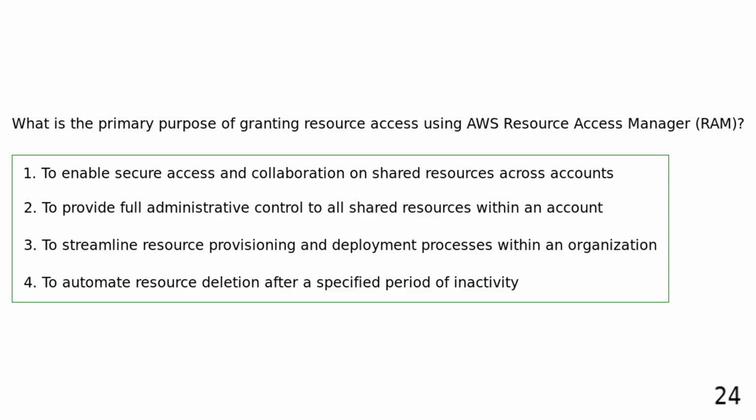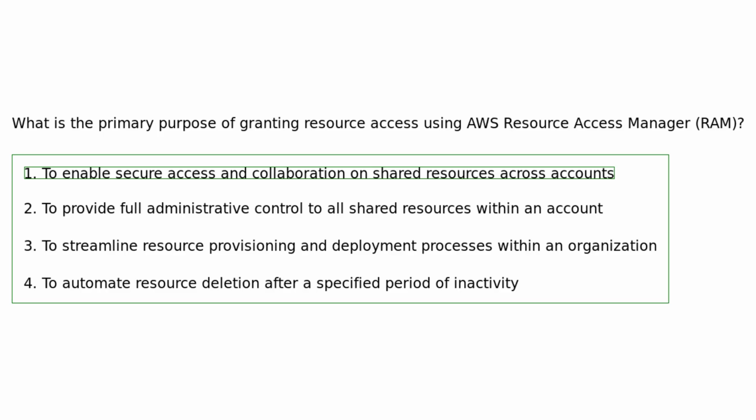What is the primary purpose of granting resource access using AWS Resource Access Manager? To enable secure access and collaboration on shared resources across accounts. To provide full administrative control to all shared resources within an account. To streamline resource provisioning and deployment processes within an organization. To automate resource deletion after a specified period of inactivity. Granting resource access using AWS RAM enables secure access and collaboration on shared resources across AWS accounts, improving operational efficiency and facilitating cross-account resource utilization.